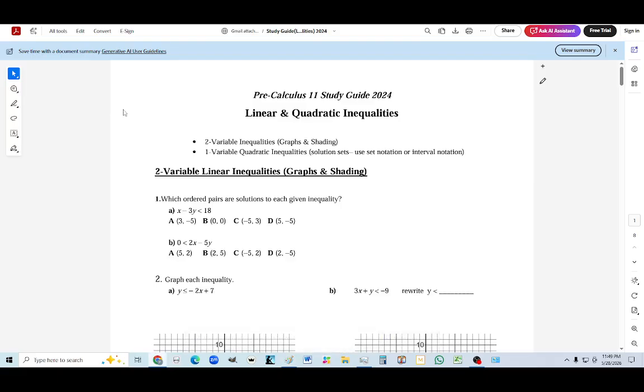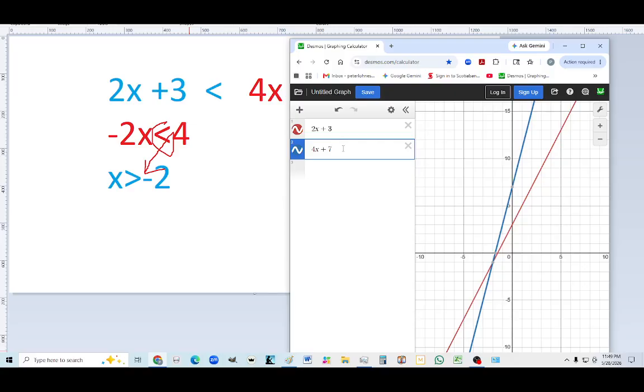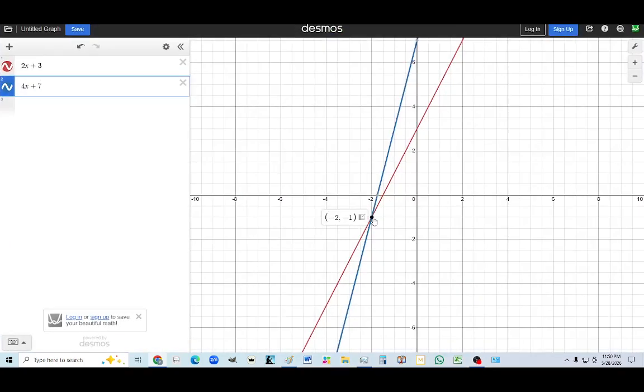The simple way of figuring out if that's true is to put it in Desmos and say, okay, well, here's my first line, 2x plus 3, 4x plus 7. When is the blue line bigger than the red line? Apparently when we go past minus 2 on the x value. So let's have a look. There's minus 2x right there. We can see it right there. And sure enough, the blue line is above the red line from that x value on. The y value doesn't matter.